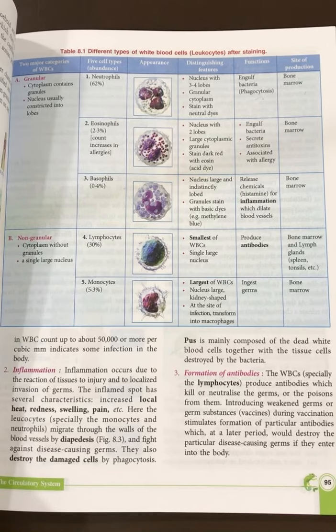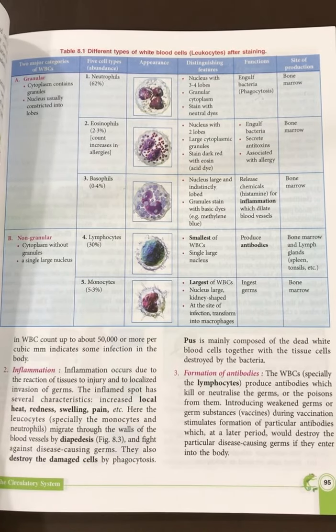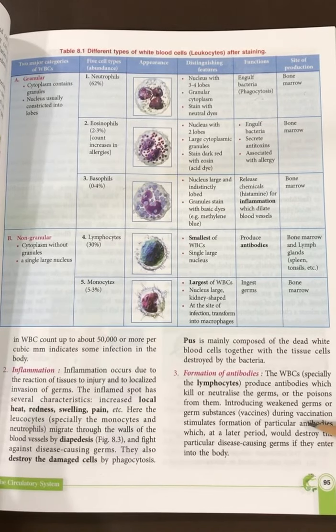Introducing weakened germs or germ substances, that is the vaccine during vaccination, stimulates the formation of antibodies, which at a later period would destroy the particular disease causing germs if they enter into the body. So the principle of vaccination is this only, that we stimulate the formation of antibodies, and these antibodies are the ones which destroy the germs later when they enter into the body.